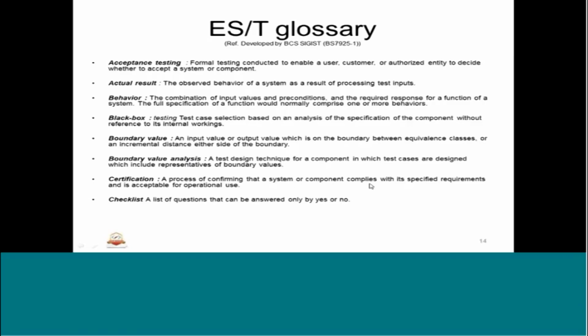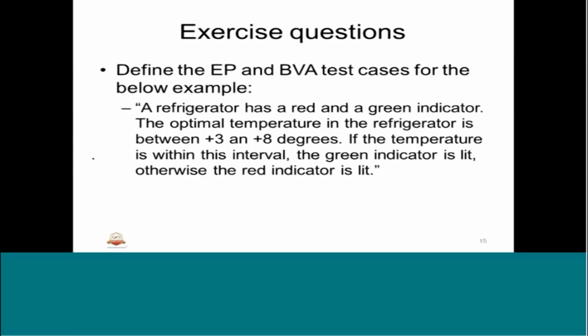Certification, a process of confirming that a system or component complies with specified requirements and is acceptable for operational use. So this is the IVMV responsibility. So we will talk about certification in future classes. Checklist is a list of questions that can be answered yes or no. This is basically used by the support people for doing the IVMV, independent verification and validation. Mostly this will be done as a toll gate before the product is tested and released. Mostly it will be done by a department such as QA.